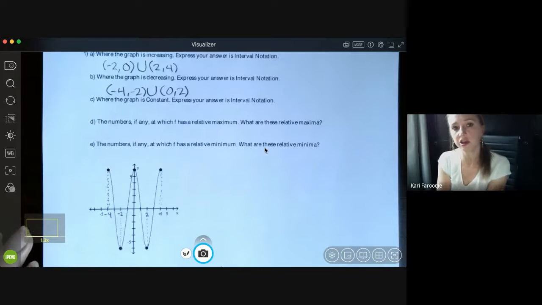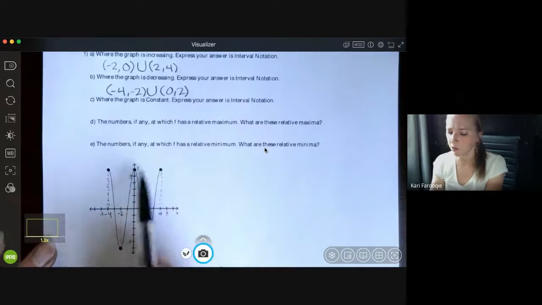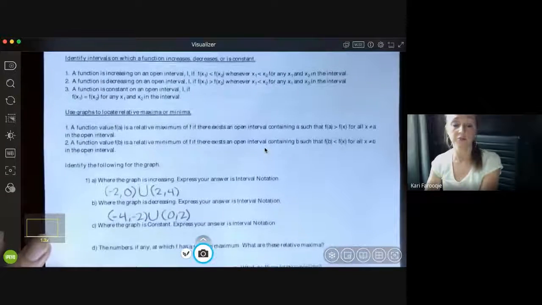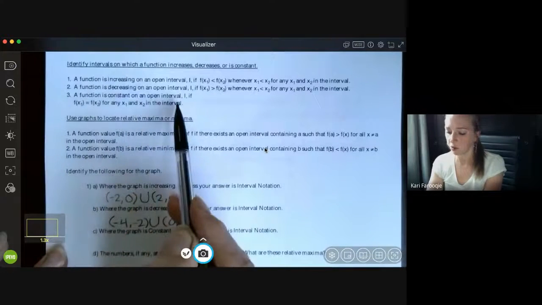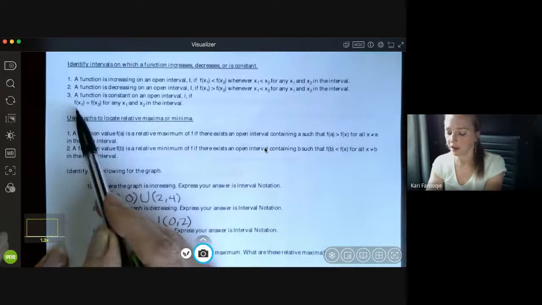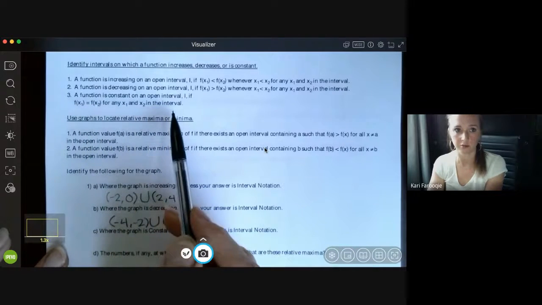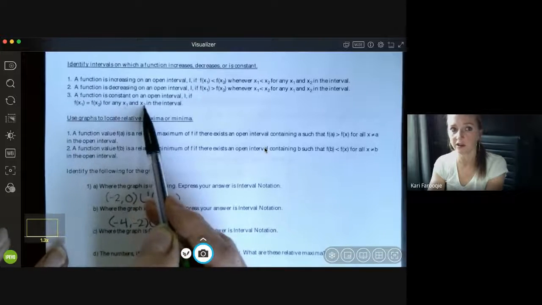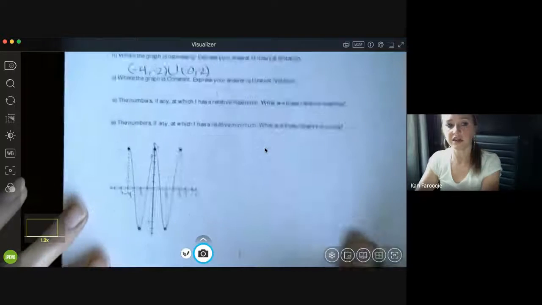There aren't actually any places on this graph where the graph is constant. If you're thinking, well, what about at these points? That doesn't correspond to your definition. And sometimes when something's not clear, you have to look at the definition. A function is constant on an open interval I if f of x sub 1 is equal to f of x sub 2 for any x sub 1 and x sub 2 in the interval. What that means is that there have to be two distinct x values for which the y value stays the same. That's not happening here.